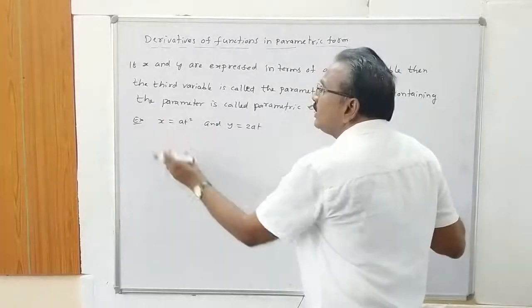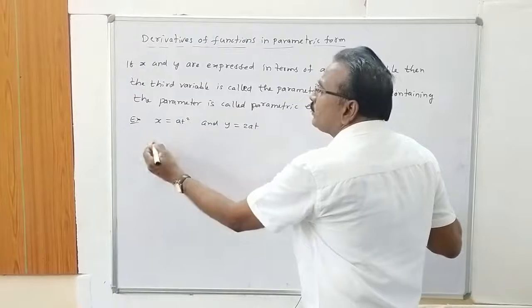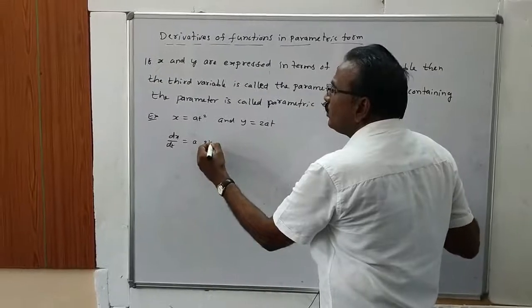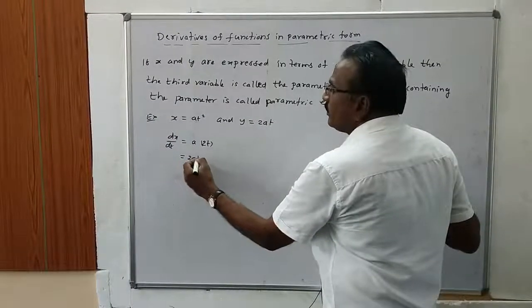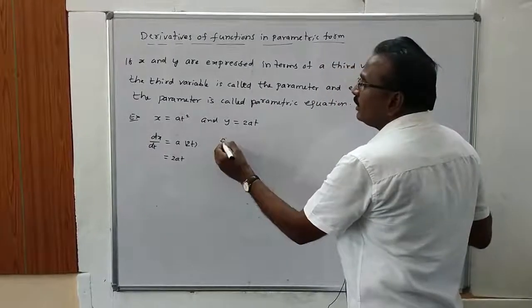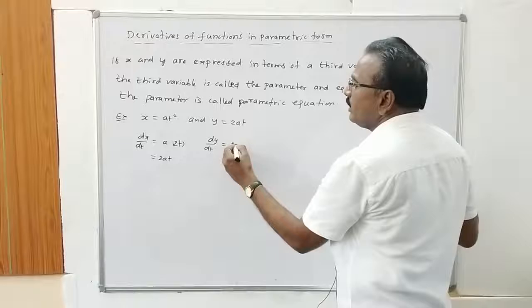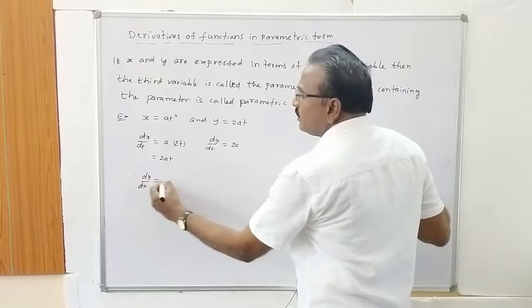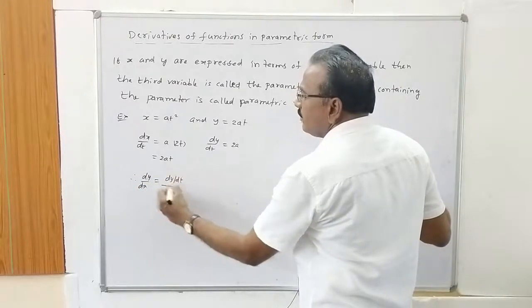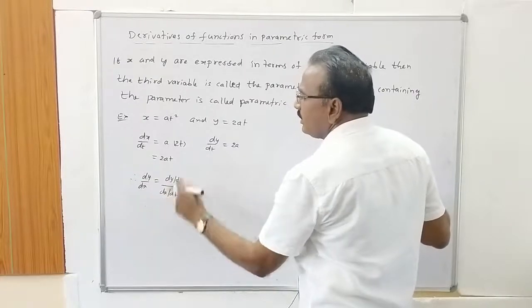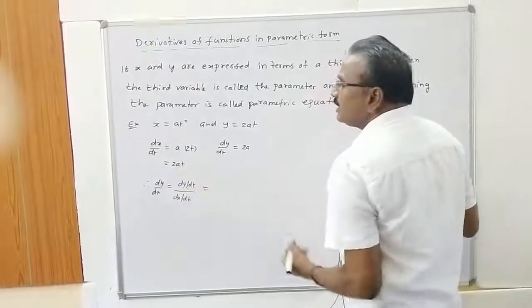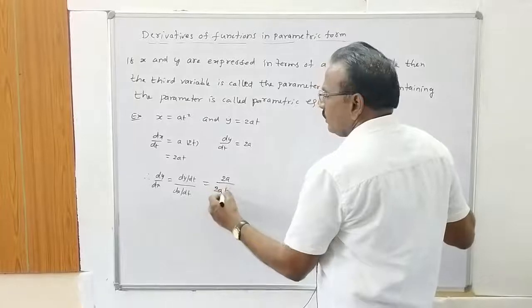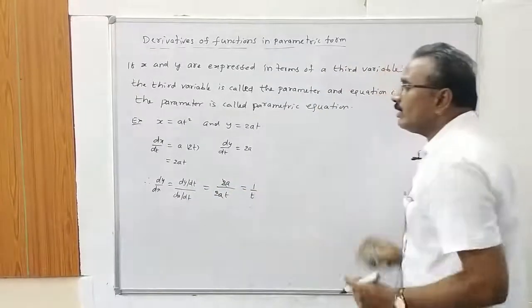So the method is, first find dx by dt, differentiate x with respect to t. So dx by dt is equal to a into derivative of t square, which is 2t, that is 2at. Next, differentiate y with respect to t. So dy by dt is equal to 2a into derivative of t, which is 1. So therefore dy by dx is equal to dy by dt divided by dx by dt. That is 2a divided by 2at. So 2a gets cancelled, that is 1 by t. Therefore dy by dx is equal to 1 by t.